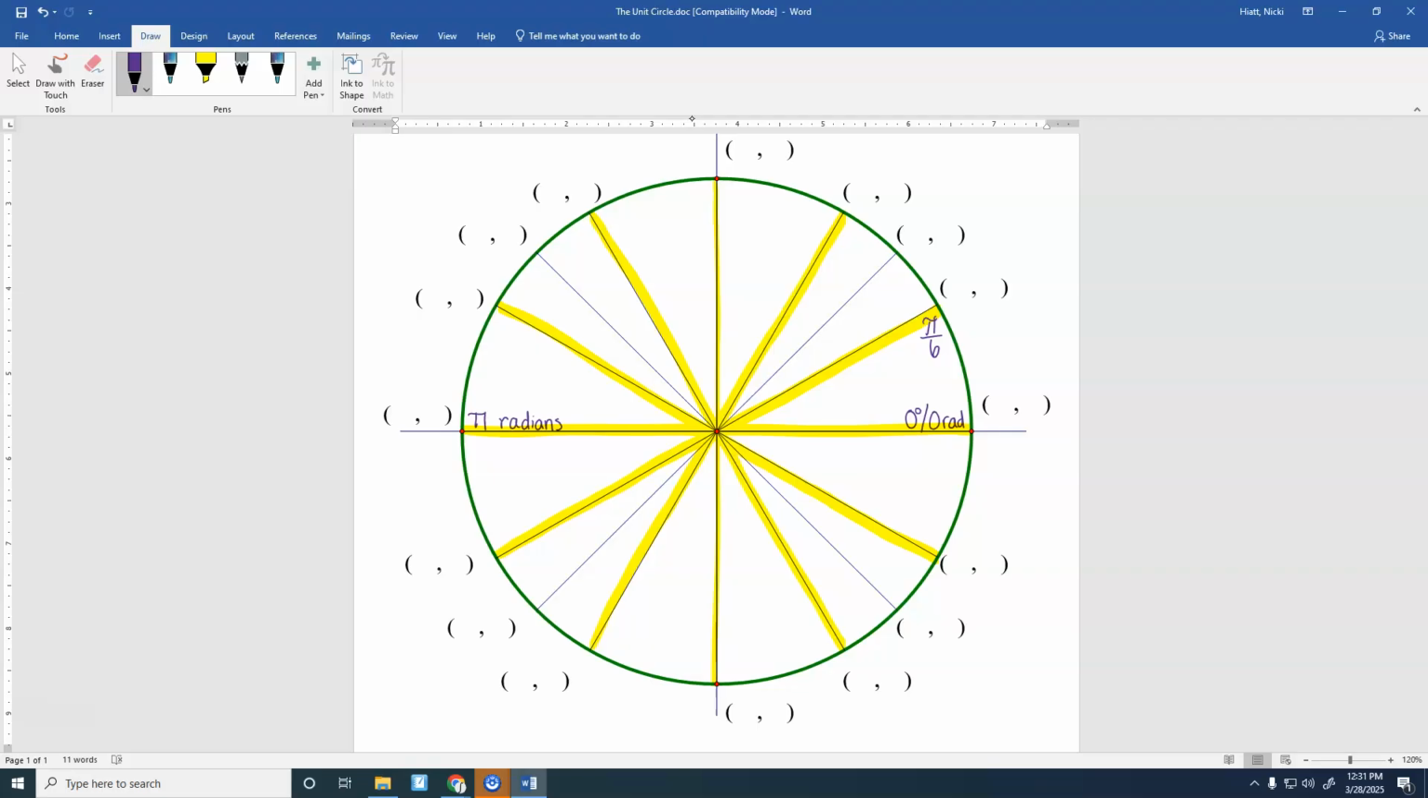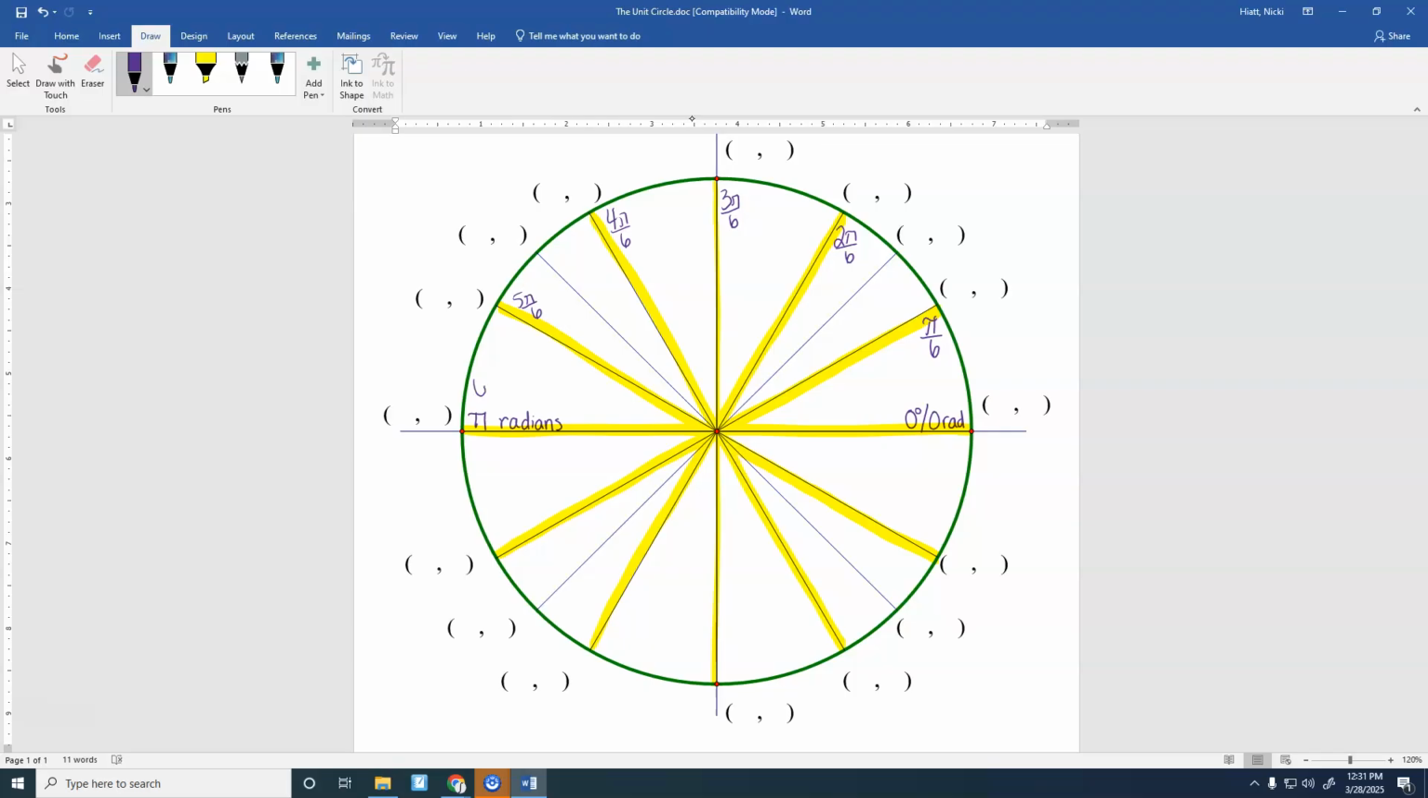But here's what's happening. If this is pi over 6, then this is 2 pi over 6. And if you got a pencil, feel free to write that down. If you only have a pen, you might want to hold off because we're going to erase it in a second. So this is pi over 6, this is 2 pi over 6, this is 3 pi over 6, this is 4 pi over 6, this is 5 pi over 6.